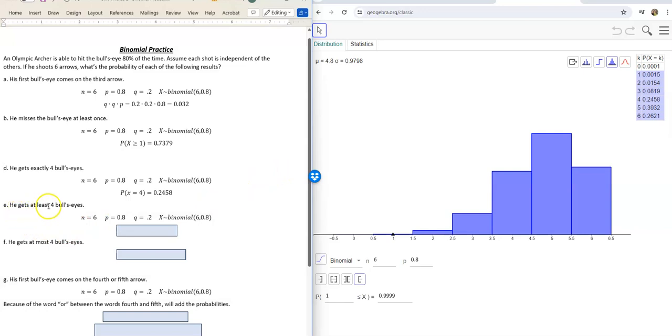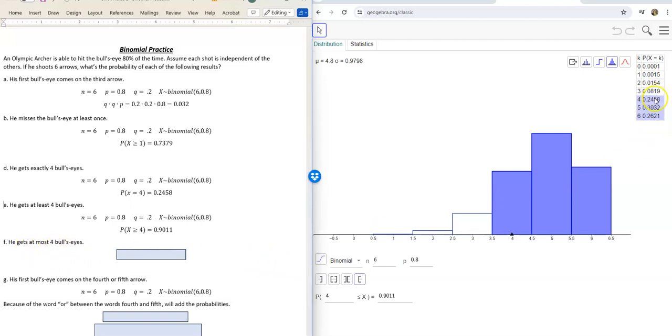What about he gets at least 4 bullseyes? We're going to use this because we're talking about getting a bullseye, not missing. And we want at least 4, just like we saw with at least 1. When we're talking about at least 4, it could be 4, 5, or 6 in this case. So we want to do greater than or equal to 4. And that gives us 0.9011. It's basically adding these 3 numbers together. You could get 4, you could get 5, or you could get 6. At least 4 would be all those added up. And so that's going to give us that number, 90.11% or 0.9011.